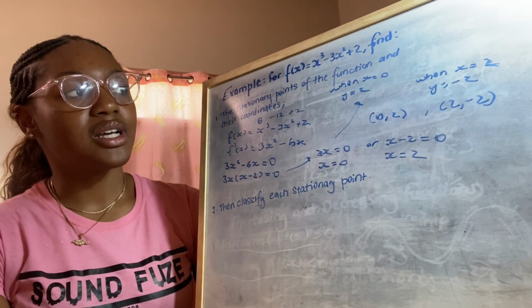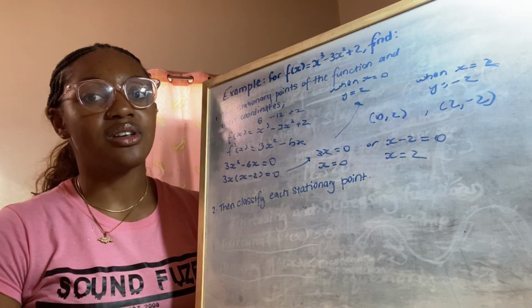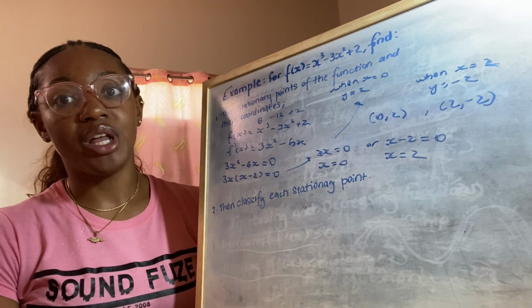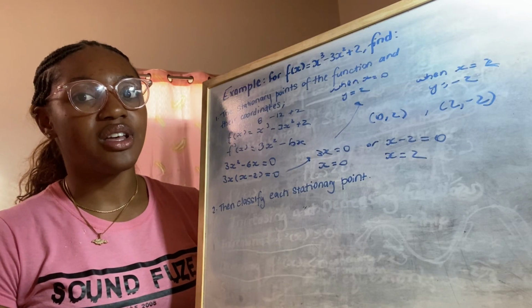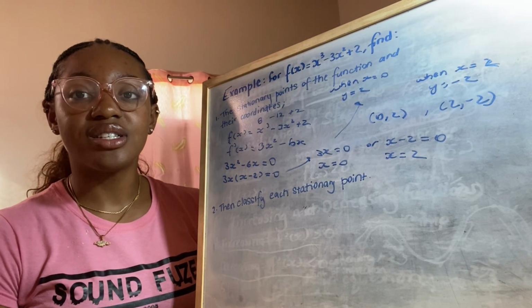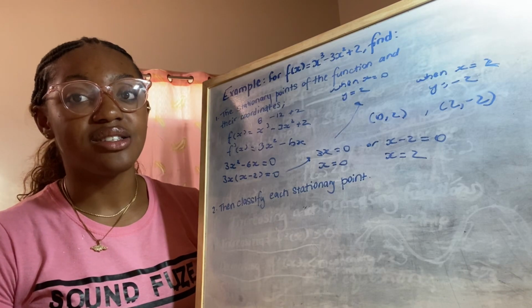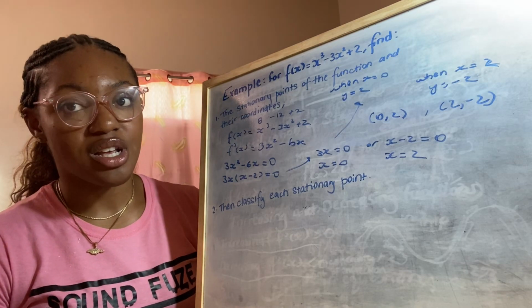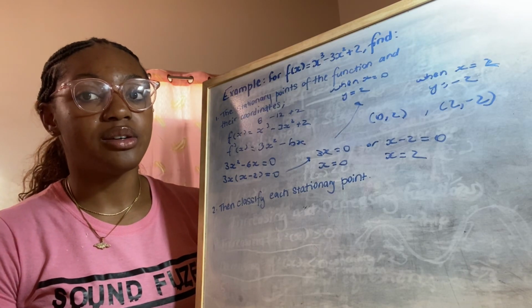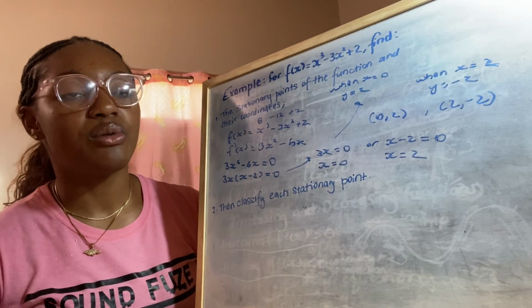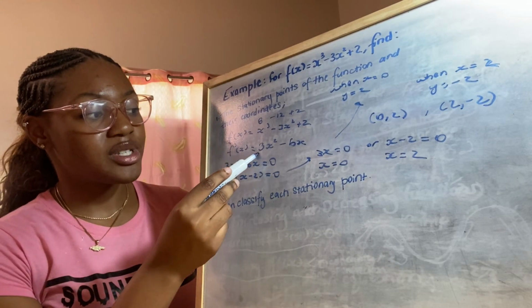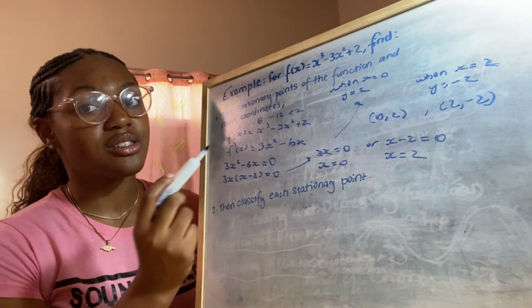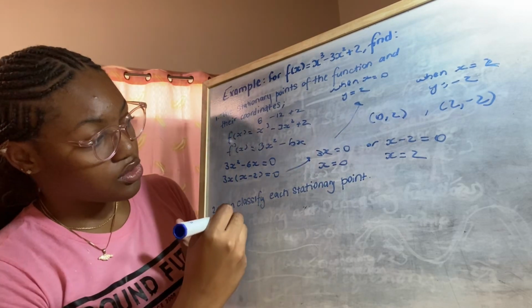And now we want to classify each stationary point. So we want to find out if it's a minimum or a maximum. Recall that if the second derivative is greater than 0, it's a minimum stationary point. If the second derivative is less than 0, it's a maximum stationary point. Since we have our first derivative, we're just going to differentiate this to get the second derivative.